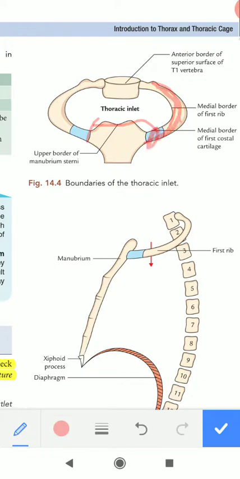This is the first costal cartilage and this is the first rib. So the medial border of the first costal cartilage and first rib forms the lateral boundary, and posteriorly there is the anterior border of the superior surface of the thoracic 1 vertebra. Okay, so this is the boundary of the thoracic inlet.